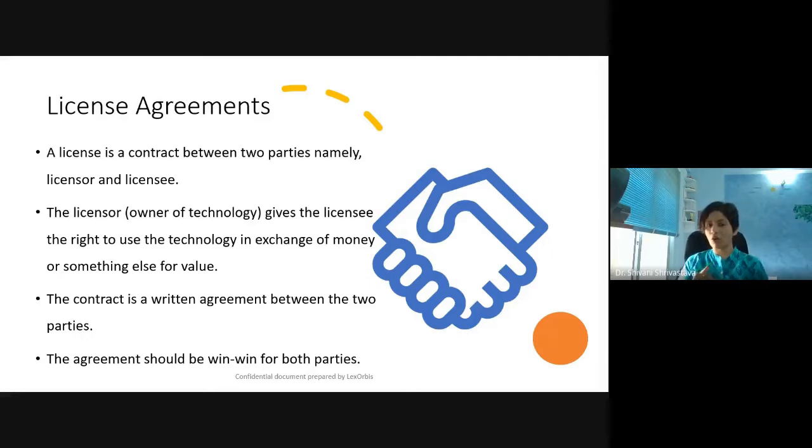It should cover all the clauses which are required for this, and then it should be on stamp paper, signed by both the parties and witnesses, and then it should be notarized. Then it is a proper legal document.